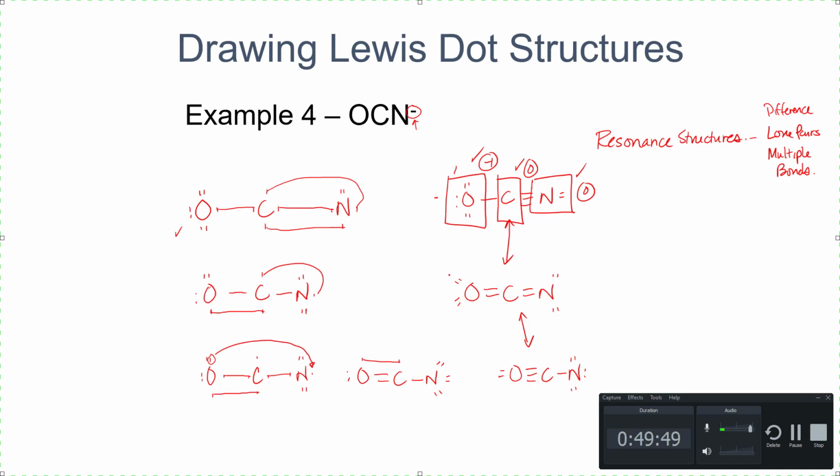Let's do these three. What's the formal charge on this oxygen? If you said 0, you are correct. Formal charge on this carbon? If you said 0, you are correct. Final, this nitrogen. Formal charge is -1.